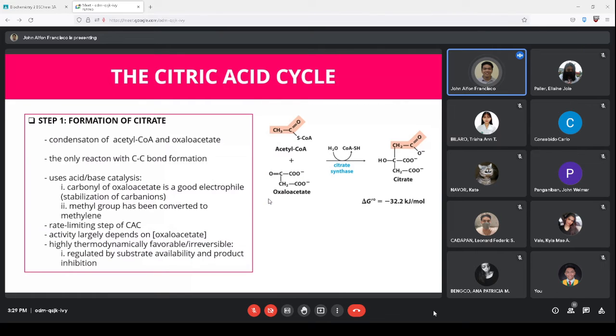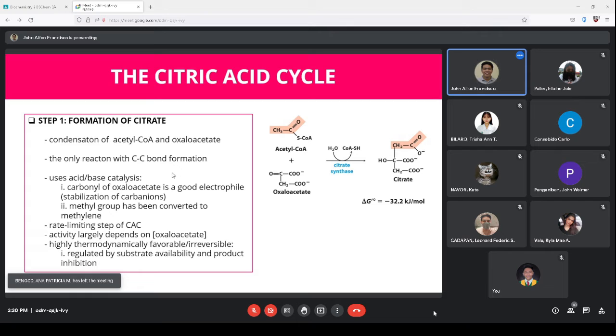So sa step 1, yung formation of citrate. So una nating gagawin is to form citrate by reacting acetyl-CoA with oxaloacetate. So yung acetyl-CoA mo reacted with oxaloacetate, the only reaction with carbon-carbon bond formation. So ito lang yung part of the reaction of the TCA whereas nagkakaroon ka ng C-C single bond formation. So it uses acid-base catalysis.